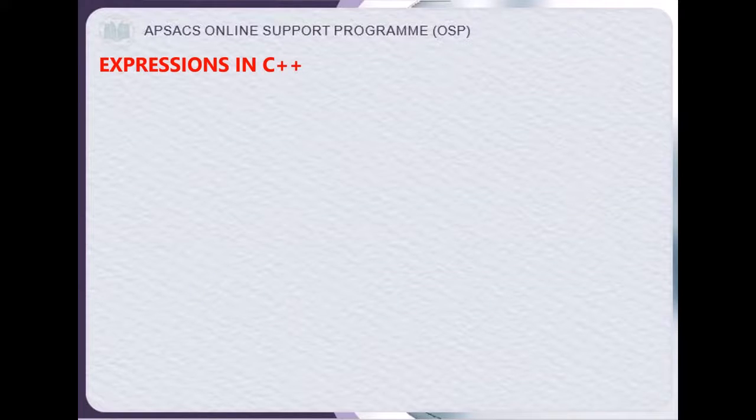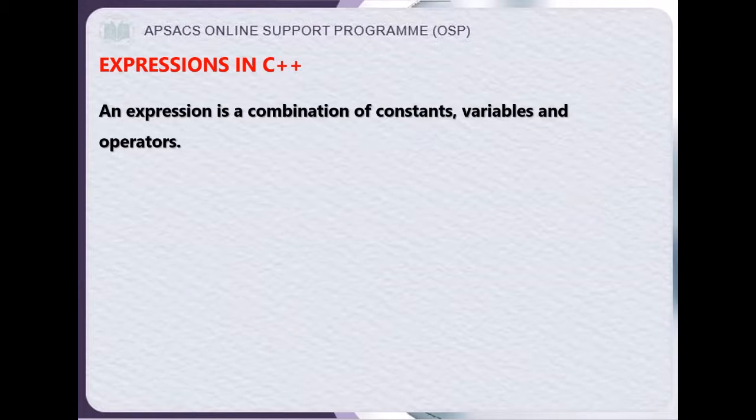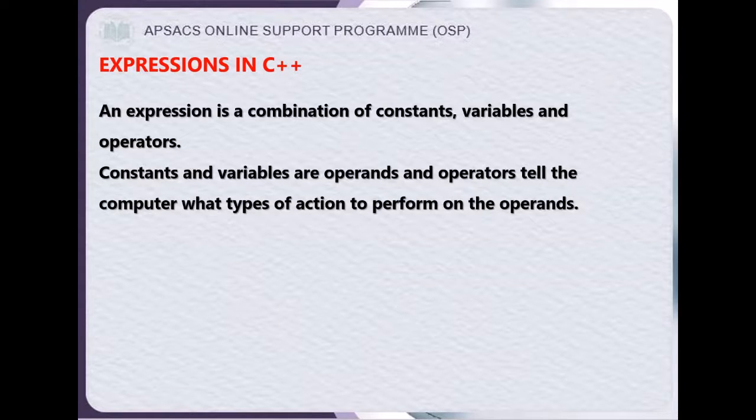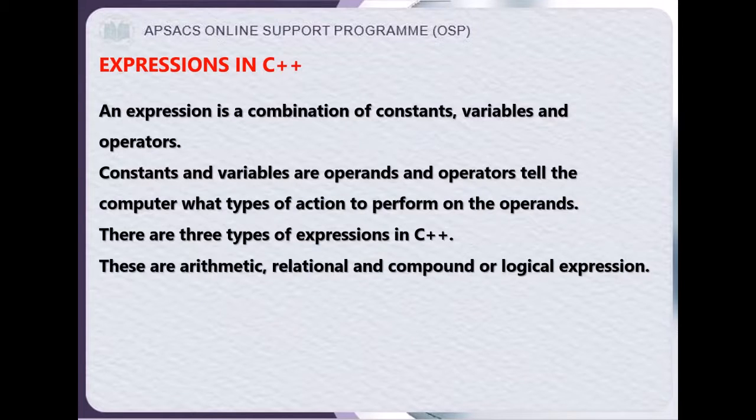Expressions in C++. An expression is a combination of constants, variables and operators. Constants and variables are operands, and operators tell the computer what type of action to perform on the operands. There are three types of expression in C++. These are arithmetic, relational, and compound or logical expression.